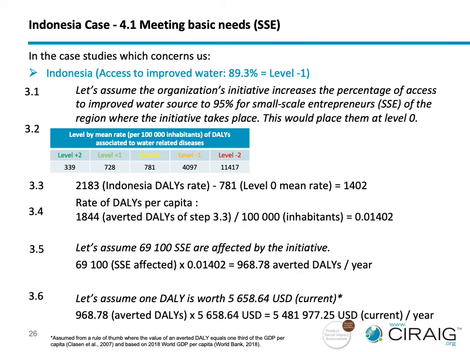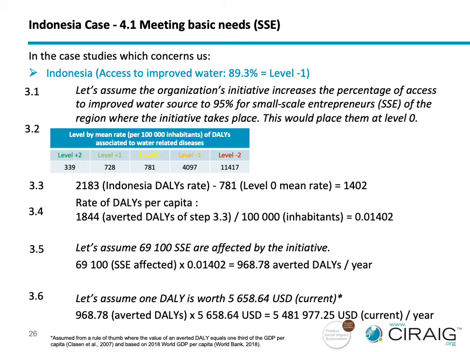Indonesia has a rate of DALYs associated to water-related disease of 2,183 DALYs. Subtracting level 0, meaning 781, you get a result of 1,402 DALYs averted. Dividing it by 100,000 inhabitants to get the rate, you get a result of 0.01.